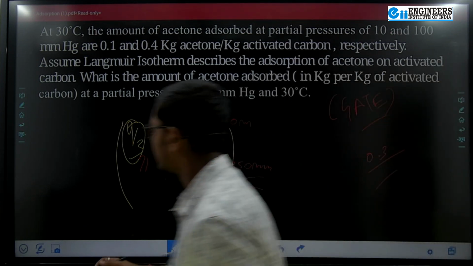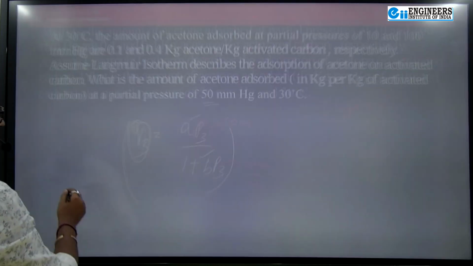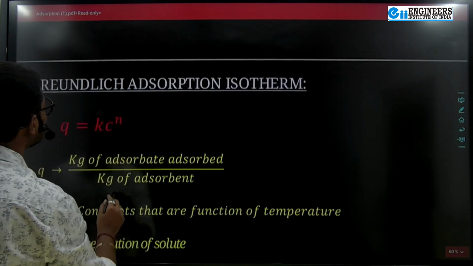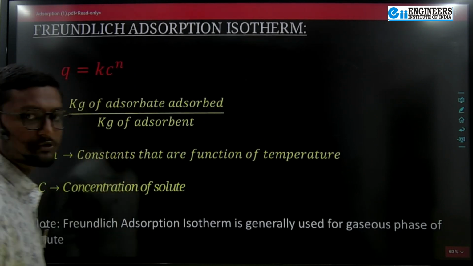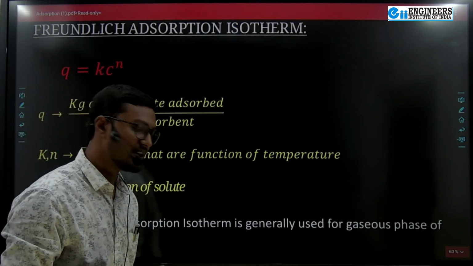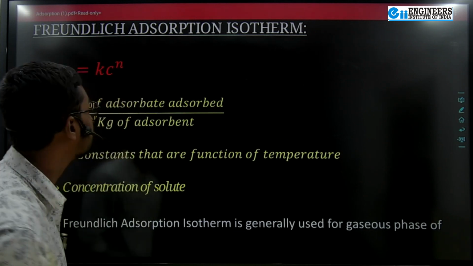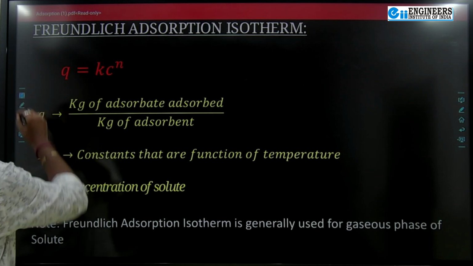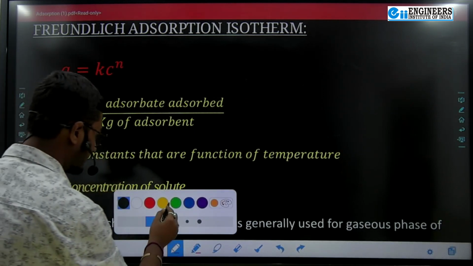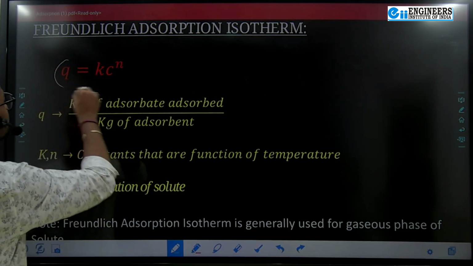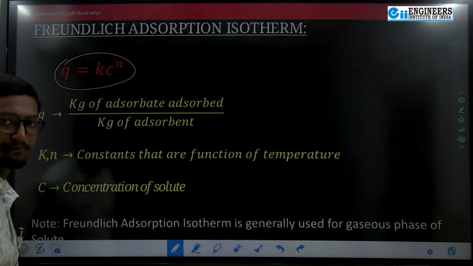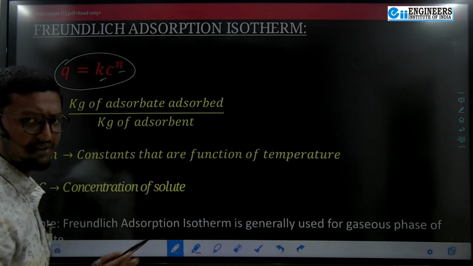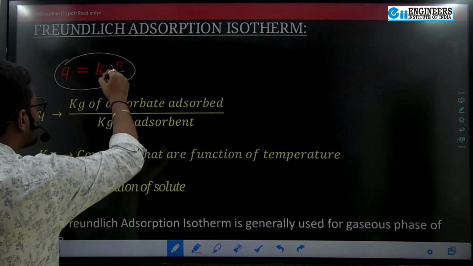Now let's go to our next topic, that is the Freundlich adsorption isotherm. The first one was our Langmuir adsorption isotherm, and the second one is the Freundlich adsorption isotherm. What it states is that Q is equal to K C to the power n. Now what are K and n? These are again constants that are functions of temperature only, and C is the concentration.